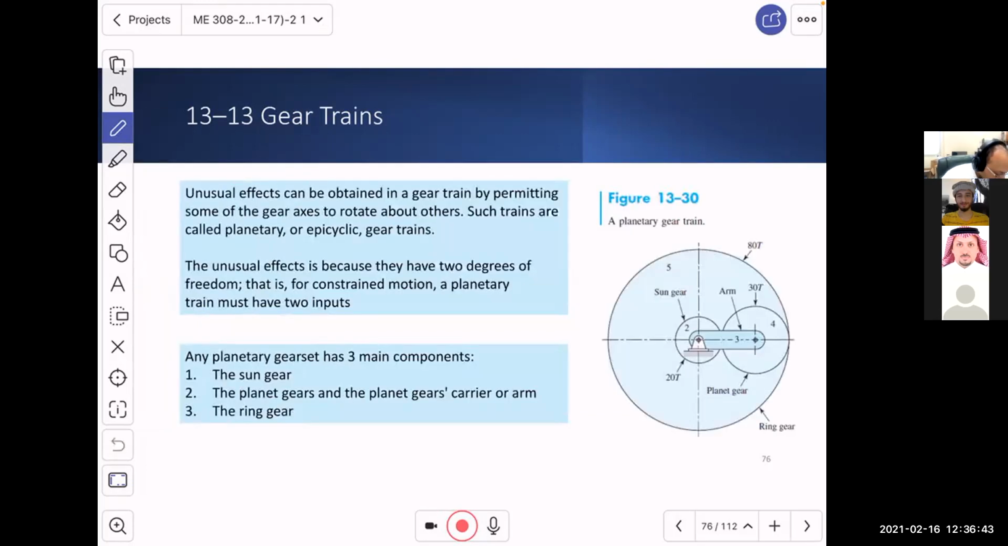Now we are going to talk about the planetary gear. The planetary gear is a different kind of gear train, and it is very, very, very important. Why? Because it is in the heart of the automatic gears for automobiles.